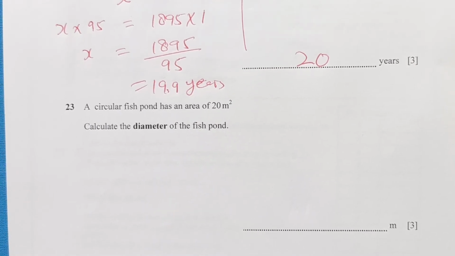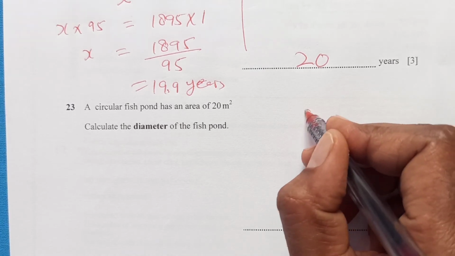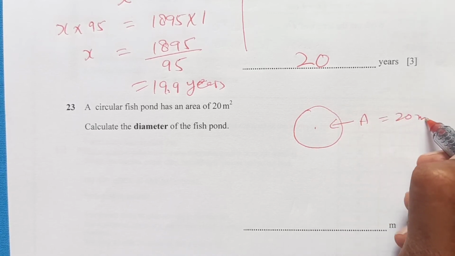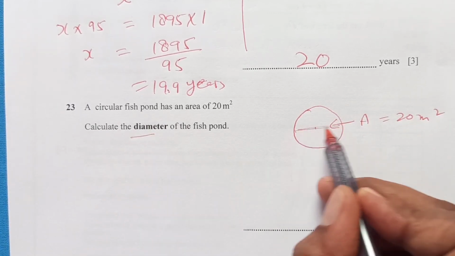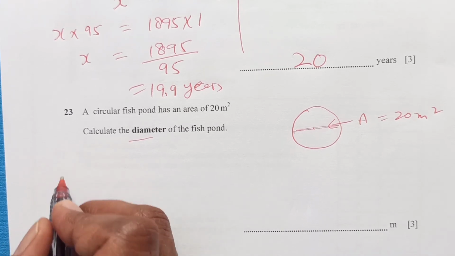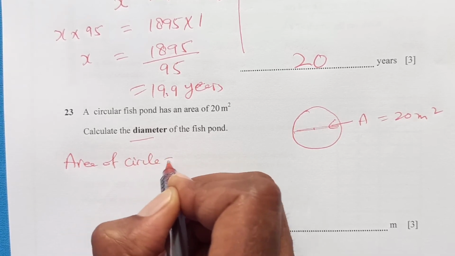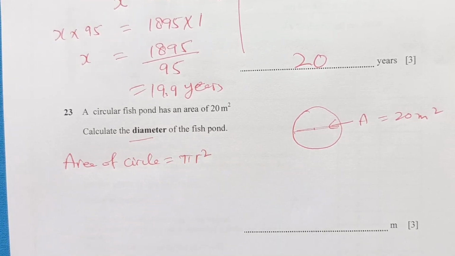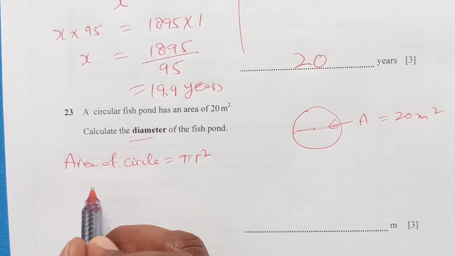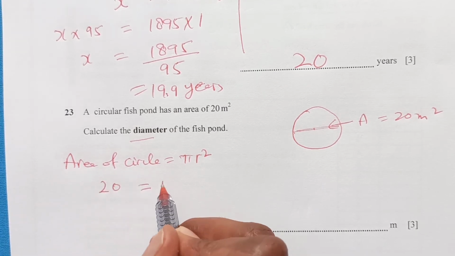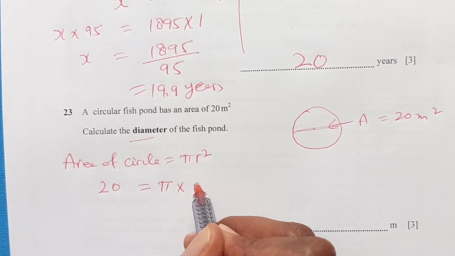Now, number 23. A circular fish pond has an area of, so let's say this is a circular pond and its area is equal to 20 meters squared. Calculate the diameter. We need to calculate the diameter. So we can just use the formula. Area of a circle is pi r squared, right? So area is pi r squared. It is given to us as 20. Pi and r we don't know.